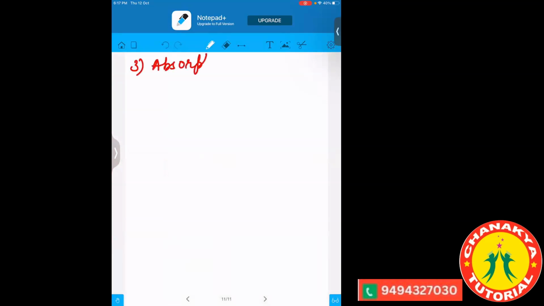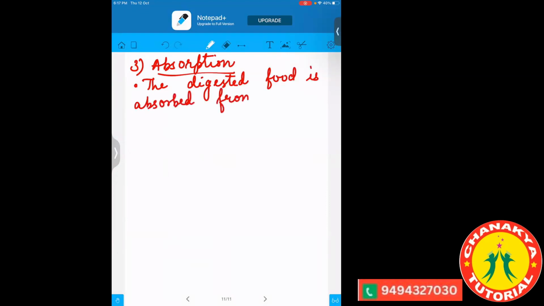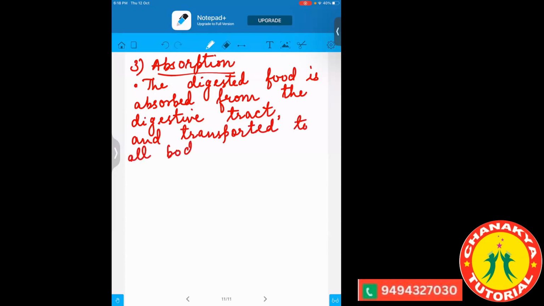Then the third one is absorption. In absorption, the digested food is absorbed from the digestive tract. We have the alimentary canal, and from there they will absorb it and transport it to all parts of the body. Once they have absorbed it, they give it to all body parts with the help of a process called assimilation.